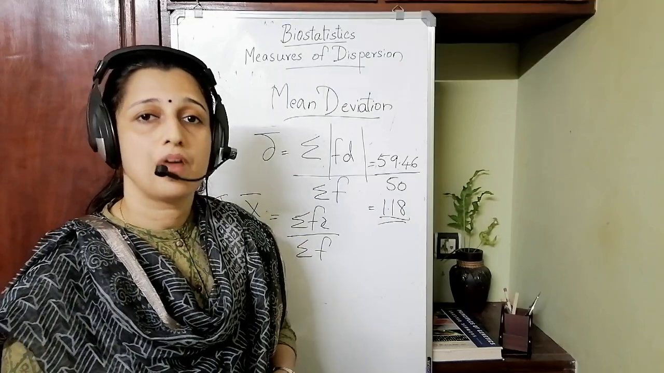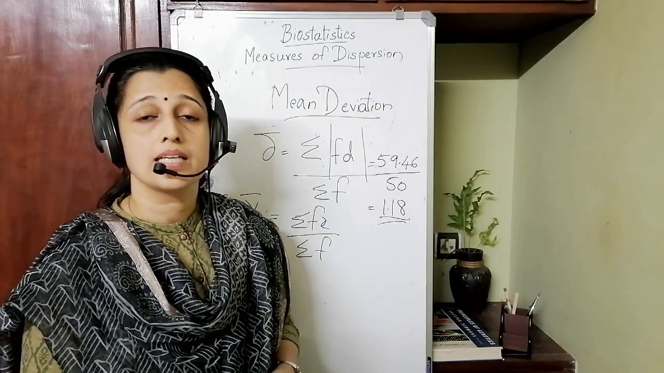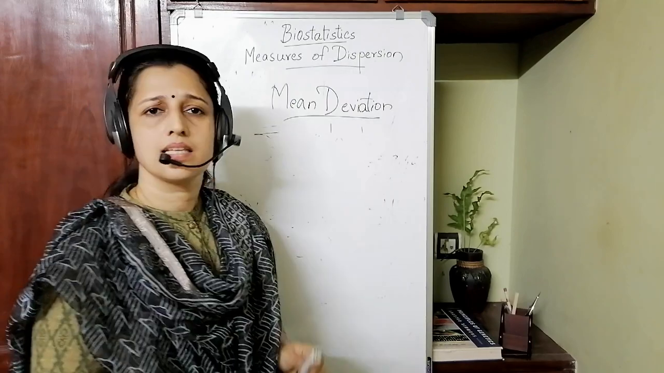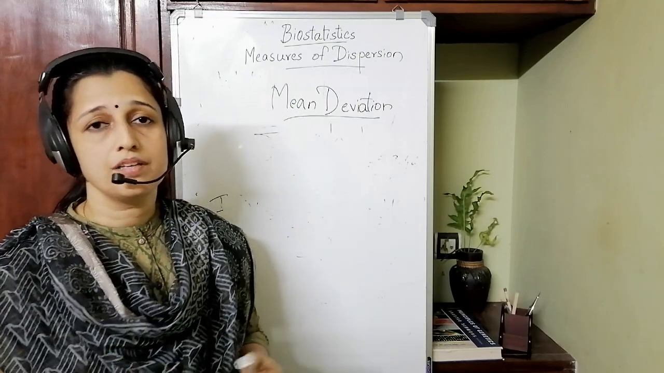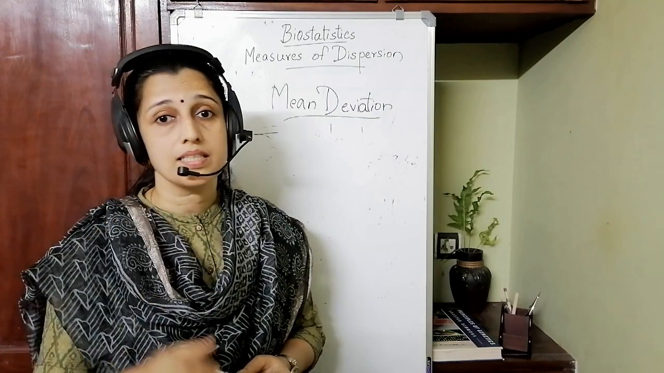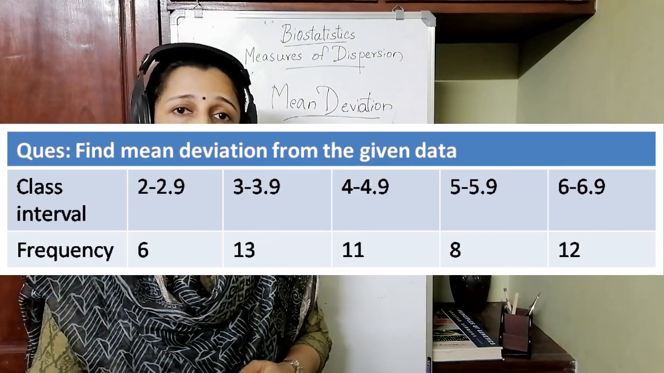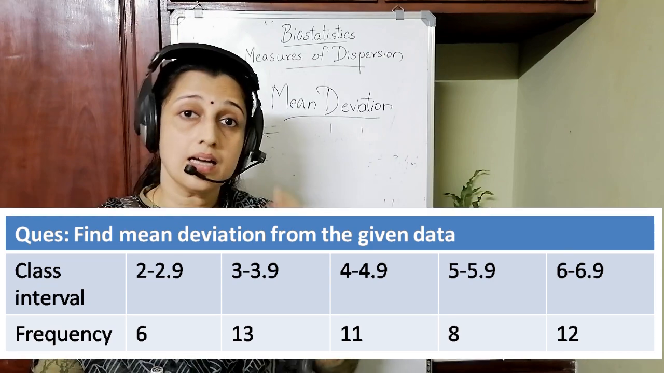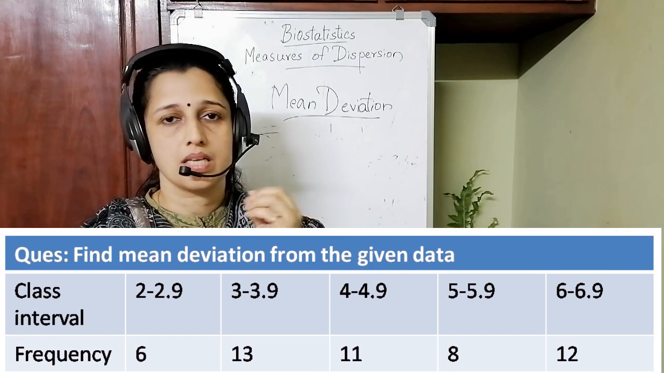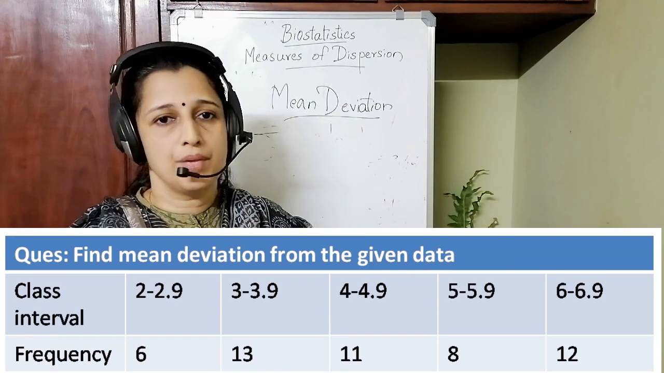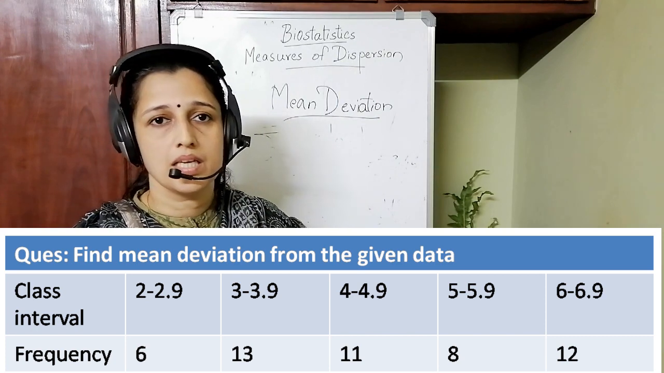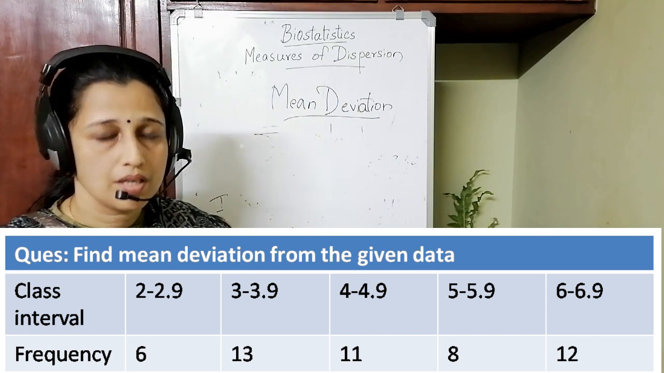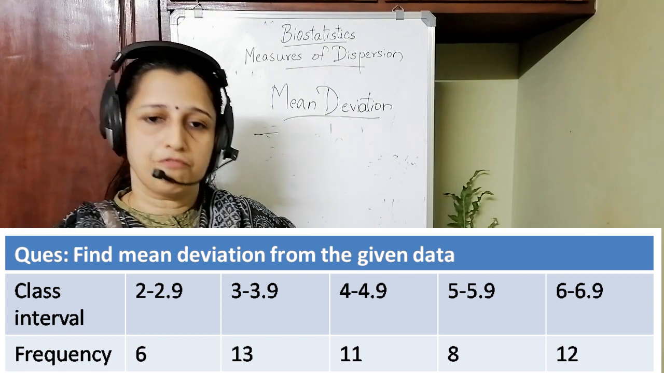Let's see how we find the mean deviation of a continuous series. In this case the same formula applies. Because class intervals are there, we have to find the midpoints. The question is given here: find out the mean deviation for the given data. You have the class interval and the frequency.